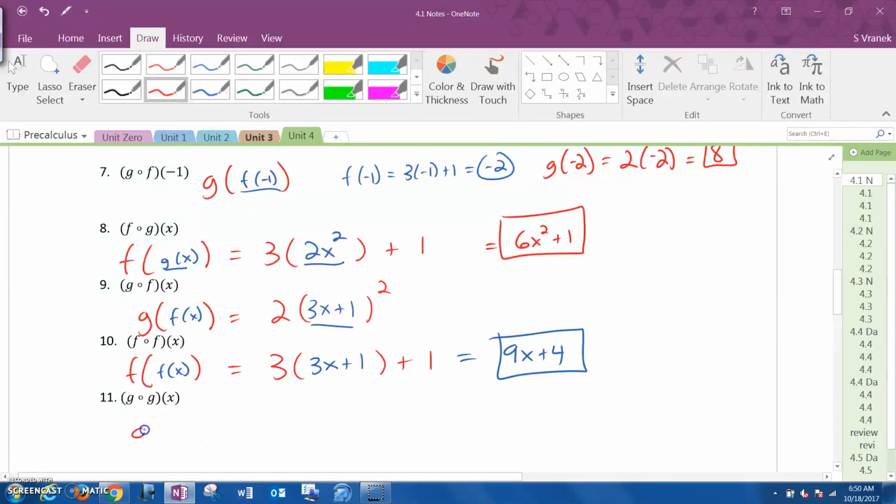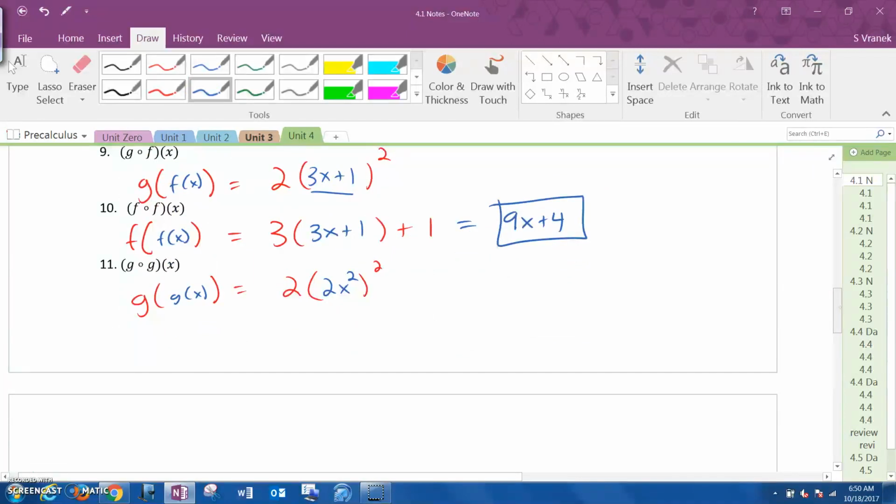We can do the same thing with g. So g of x is 2 something, or 2x squared, but instead of x we're sticking g of x in, which is 2x squared. So to simplify that, that's 4x to the 4th times 2, which is 8x to the 4th. Okay.